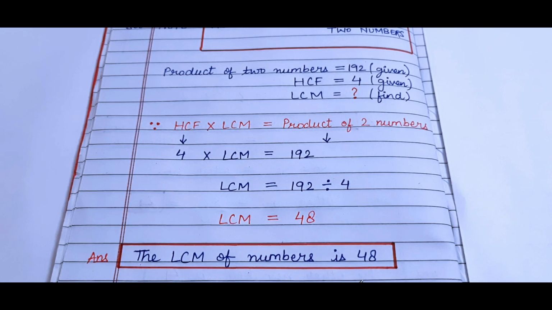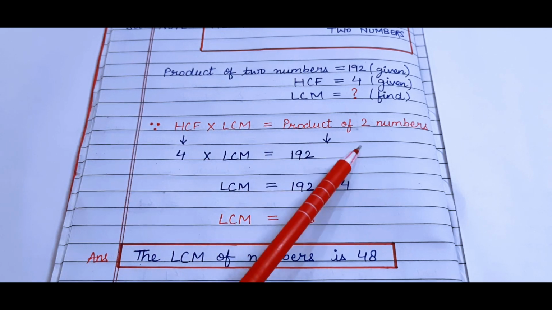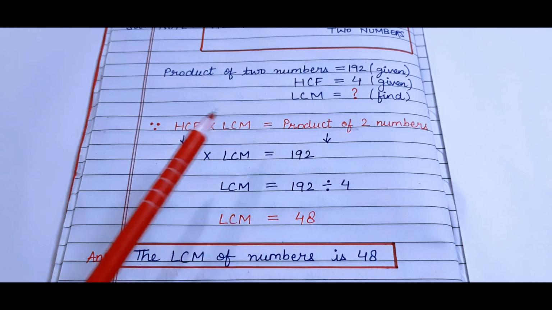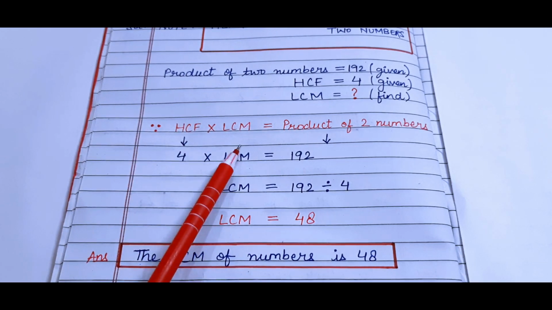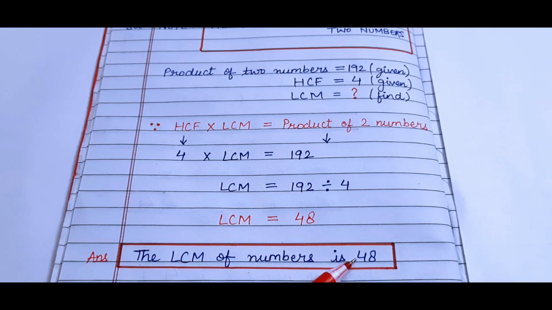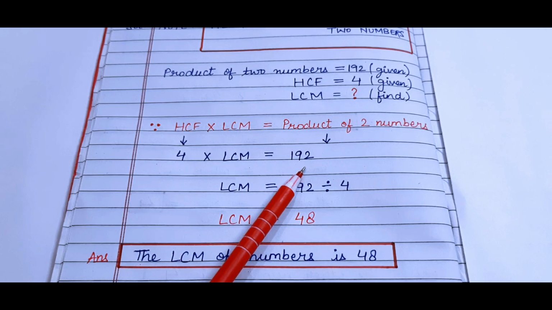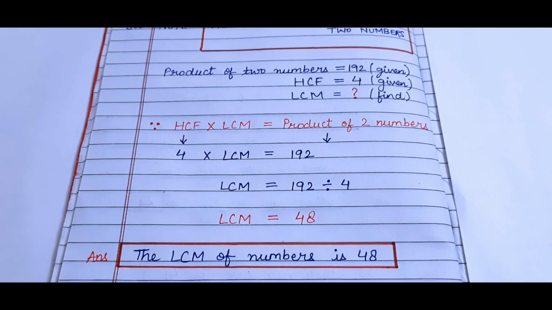Children, if you want to check whether your answer is correct or not, you can again fill this value of LCM here and 4 here, and in place of the product of two numbers you will write 192. You can check whether the product of these two numbers, that is 4 and 48, is 192 or not. In this way you can check whether your answer is correct or not. I hope it is clear to all of you.